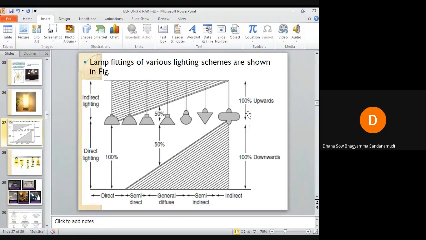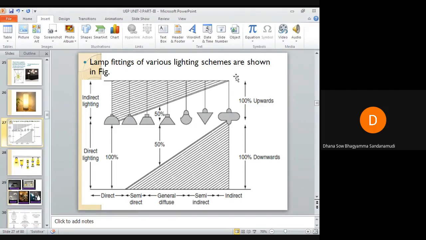Okay, so the last one is the indirect lamp. Indirect lamp means 90 to 100% illumination will be provided on the ceiling. Only 10% or 0% illumination will be provided on the surface. But it doesn't mean that since 100% illumination is provided on the ceiling, the surface will be dark.